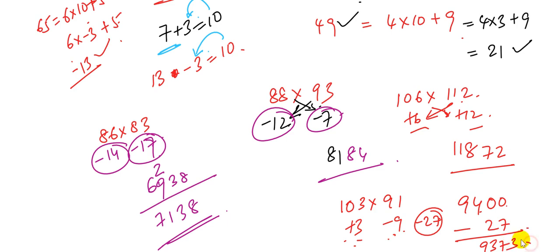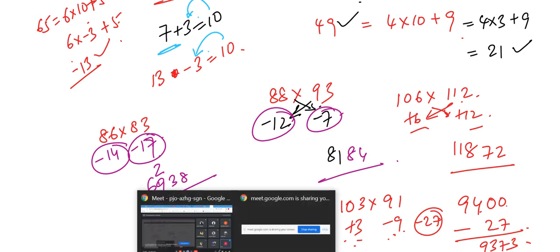9373. Correct. So this is a very simple and very powerful method to multiply numbers which are close to 100, 10, 1000 or any powers of 10. Okay, clear? Yes, sir.